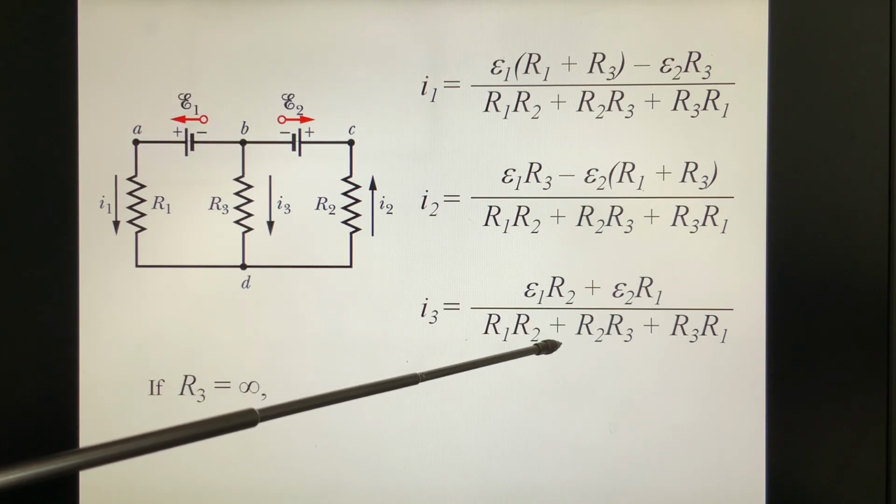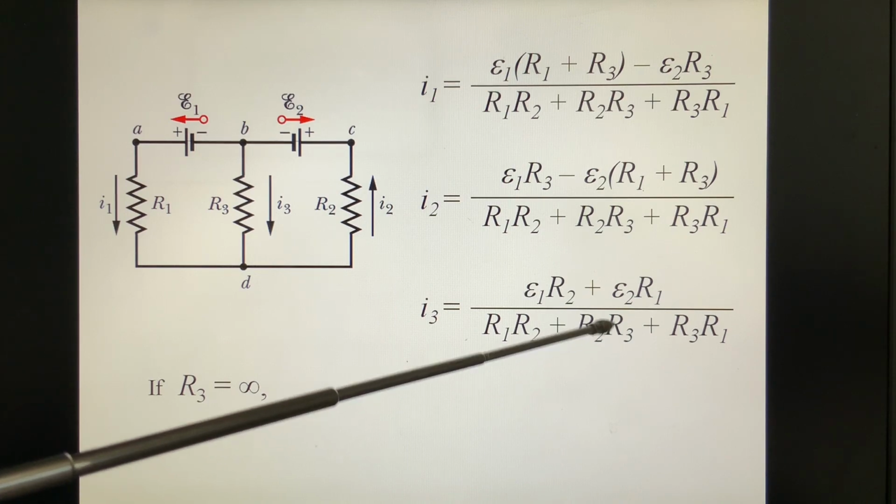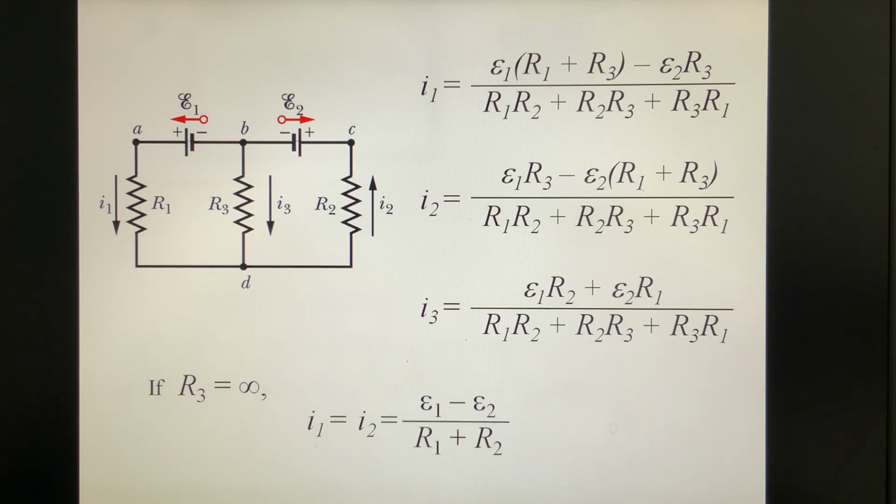And look at this one. I3 is in the denominator, so this is 0. We get I3 equal to 0. I1 equal to I2. This is the exact situation, right? If they cut this one, of course I3 equal to 0, and I1 equal to I2. Okay.